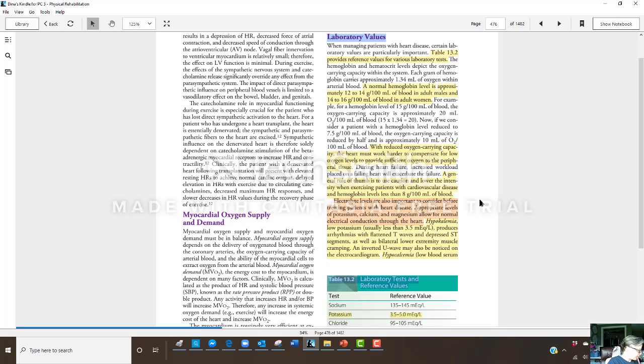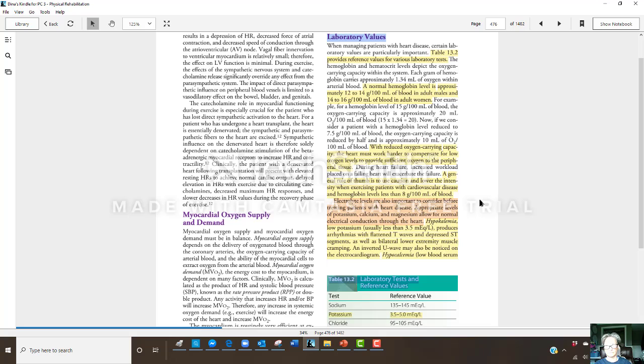A normal hemoglobin level is approximately 12 to 14 g/100 ml of blood in adult males and 14 to 16 g/100 ml of blood in adult women. For example, for a hemoglobin level of 15 g/100 ml of blood, the oxygen carrying capacity is approximately 20 milliliters O2/100 ml of blood. 15 x 1.34 equals 20. Now, if we consider a patient with a hemoglobin level reduced to 7.5 g/100 ml of blood, the oxygen carrying capacity is reduced by half and is approximately 10 milliliters of O2 per 100 milliliters of blood.